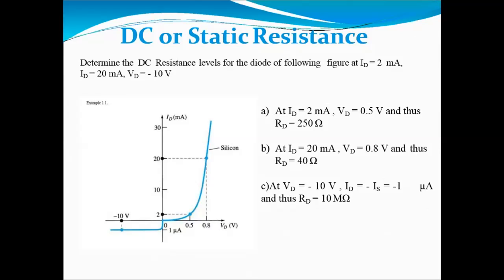Okay, next part B. At ID equal to 20 milliamps, VD equal to 0.8 volts, and thus RD is equal to 40 ohms. At VD equal to minus 10 volts, ID equal to minus IS, that is minus 1 microamp. And thus RD equal to 10 megaohms.